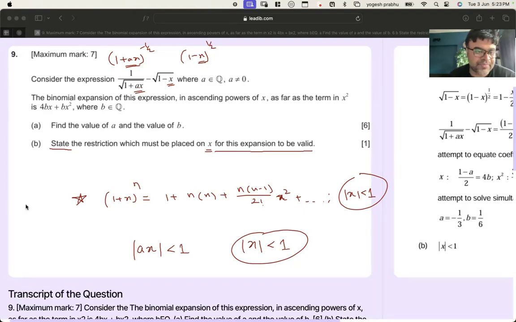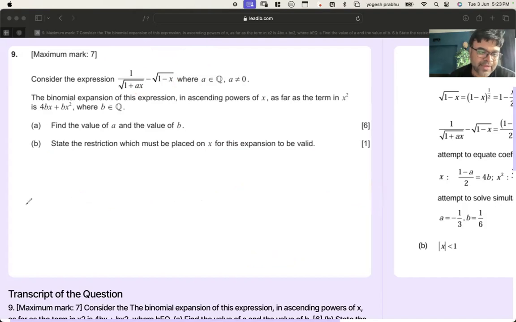One other question on advanced binomial theorem in the exam. I hope you understood this.